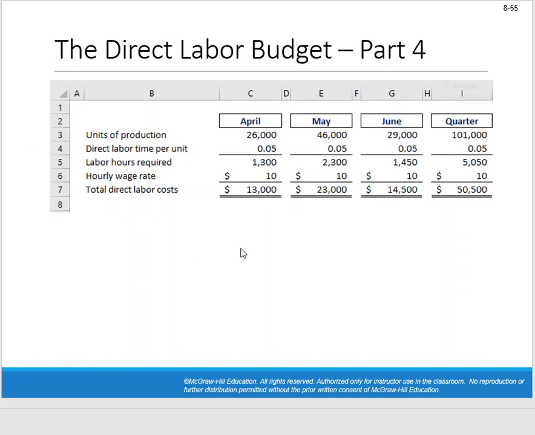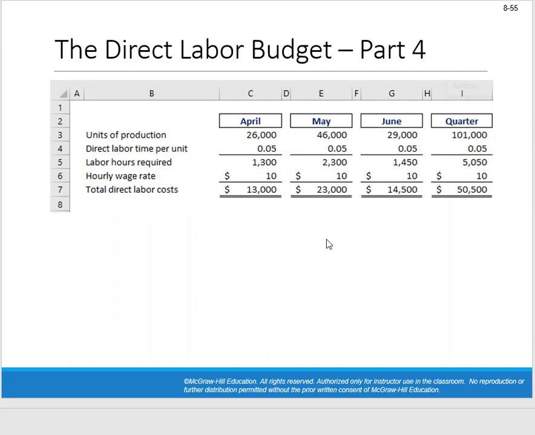So let's go back. First of all, if you're a manager and you see this production pattern, 26,000 in April, it spikes way up to 46,000 in May, and then drops back down to 29,000 in June. And then we look at our labor hours required. As a manager, is there anything that you want to do about this? I feel like we should be pushing some of the May production into April so that we're not in overtime in the month of May. But that's not what the question asked.